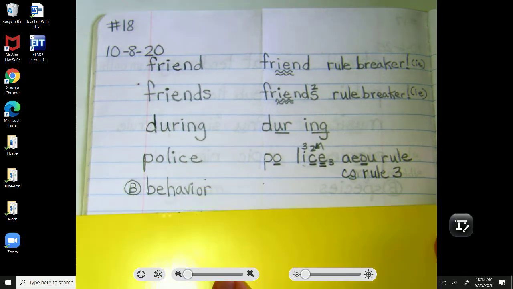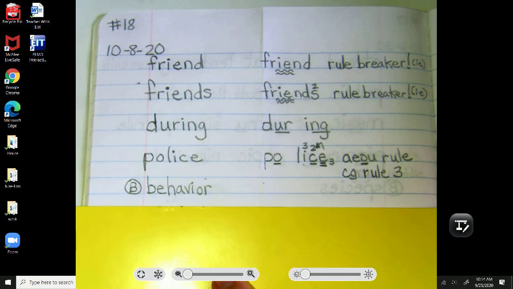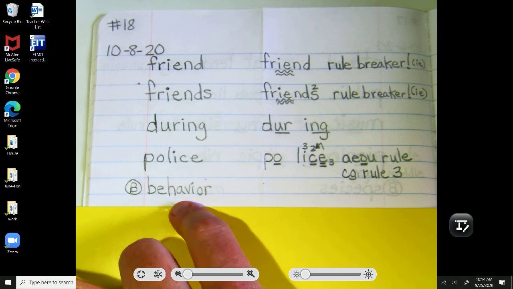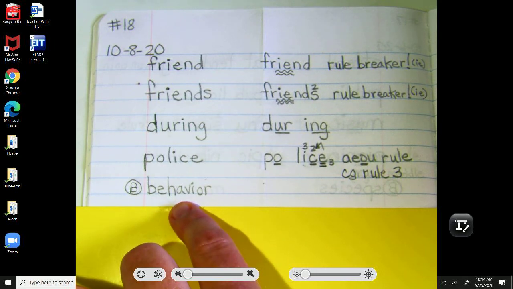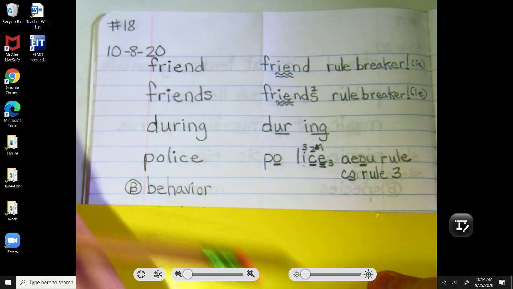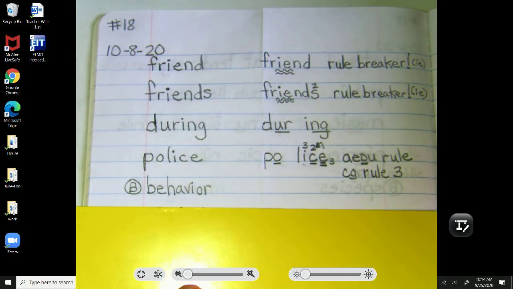Our bonus word is the word behavior. So remember, you're writing a B and circling it for bonus and the word behavior. So an animal's behavior is the way it responds to its environment. Right? So animals have behaviors. Some of those behaviors are learned, and some of those behaviors are instincts that they are born with, right? Born knowing how to respond to their environment.